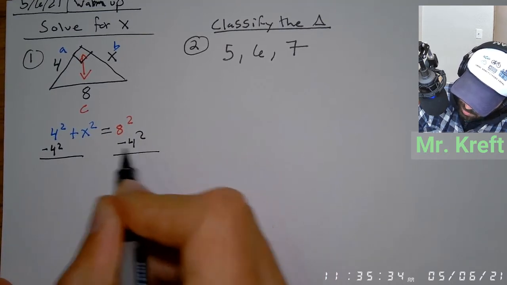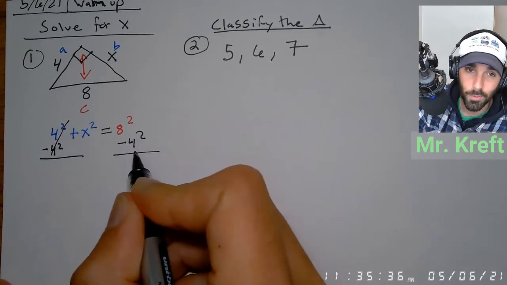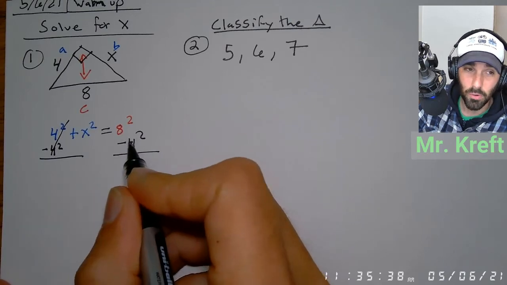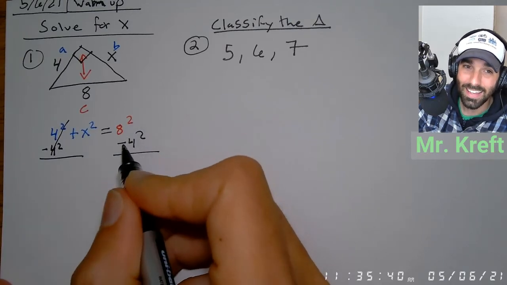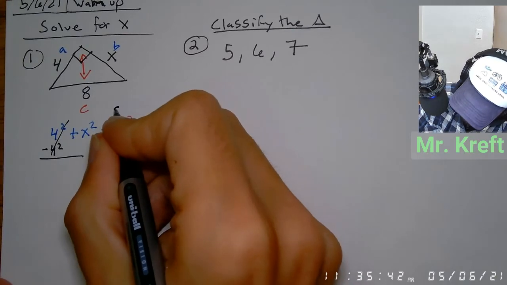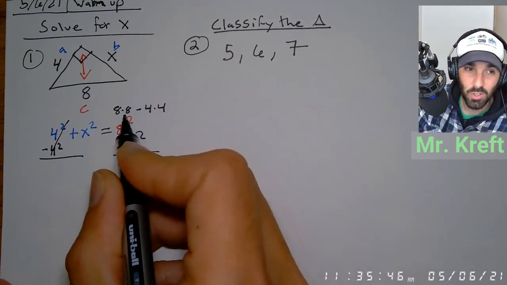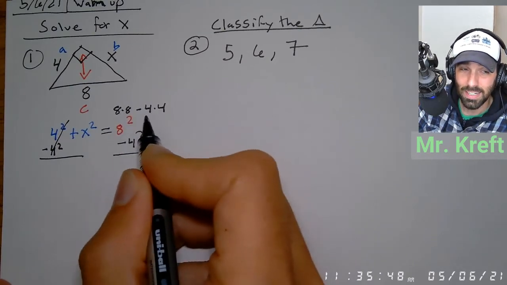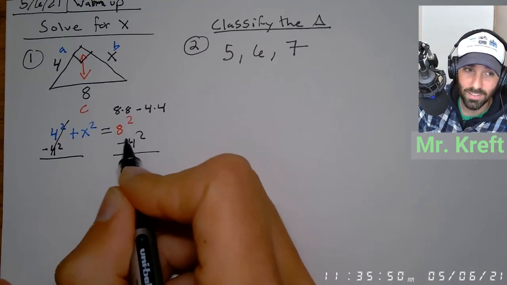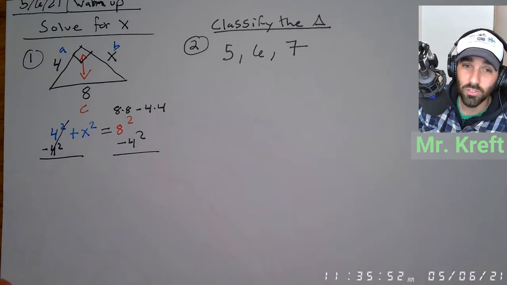Now, a very common mistake that people make is they say 8 minus 4, but it's not 8 minus 4. Remember, 8 squared means 8 times 8. This is 8 times 8 minus 4 times 4. We can't just go 8 minus 4, right? We're multiplying, so you can't simplify these down. So we're just going to leave it.